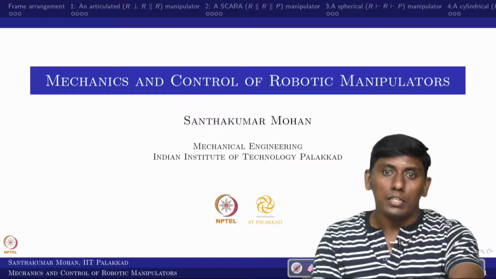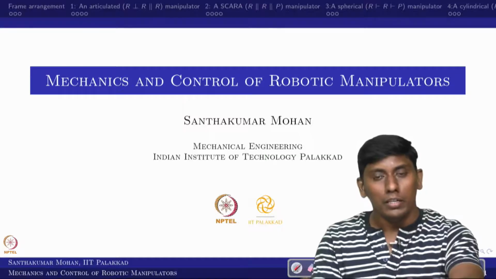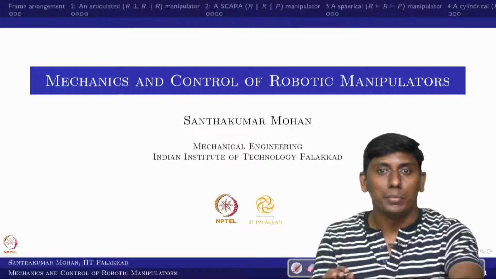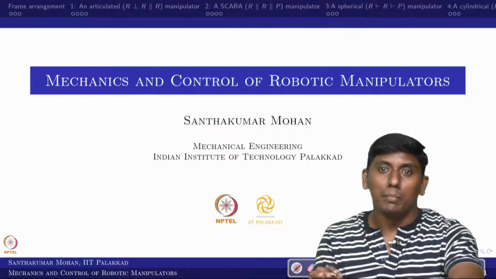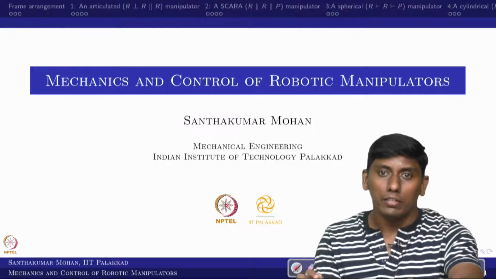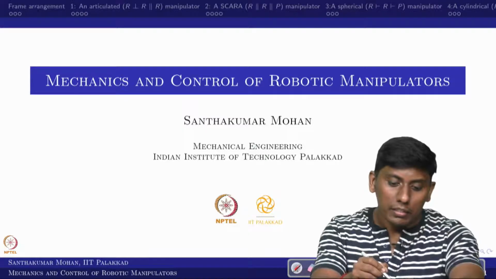Now in this particular lecture, as I already mentioned in the last lecture, we are going to see something like a real manipulator. But although I said real manipulator, we will not be seeing a real manipulator in the picture. We will be taking real manipulator configurations and trying to derive the Denavit-Hartenberg parameters for given configurations. This is our intention here.